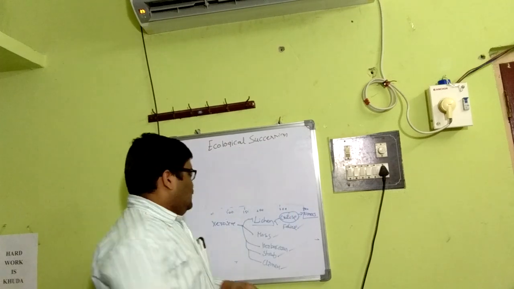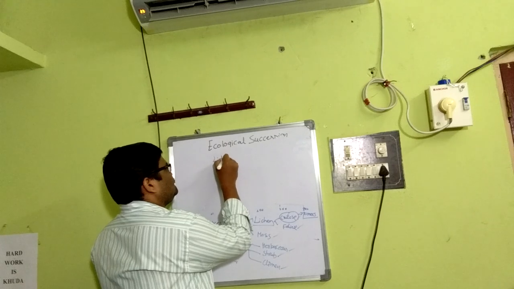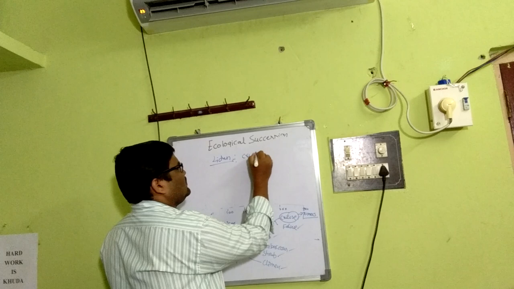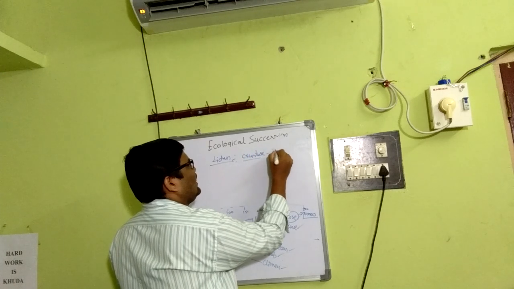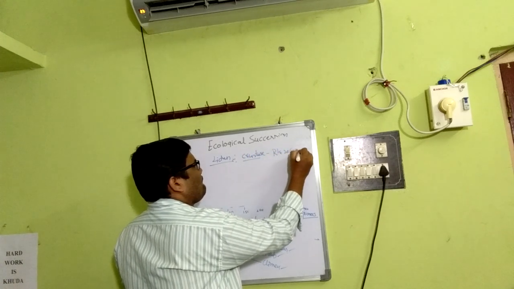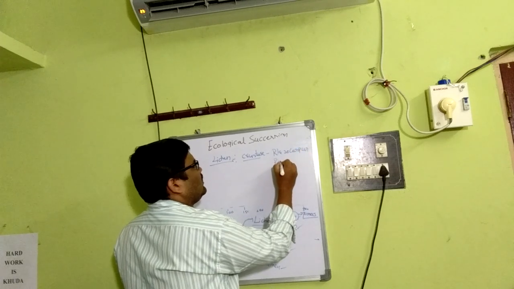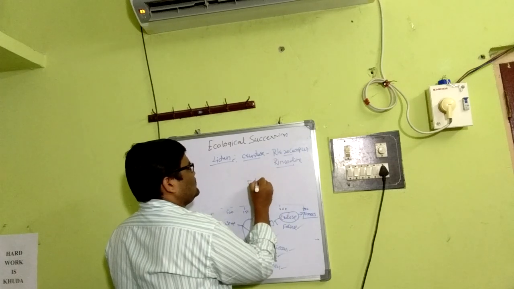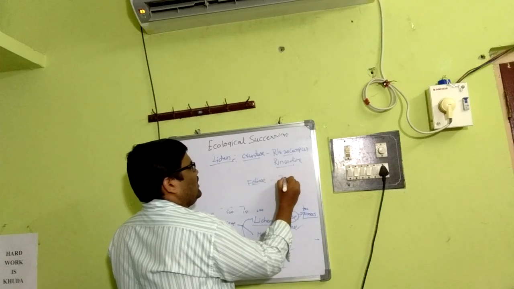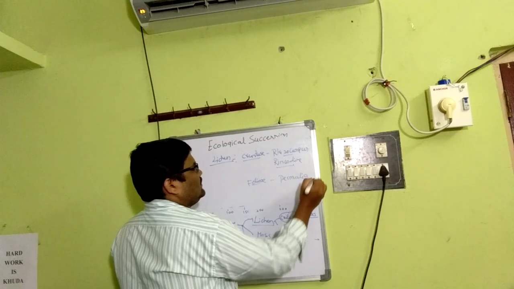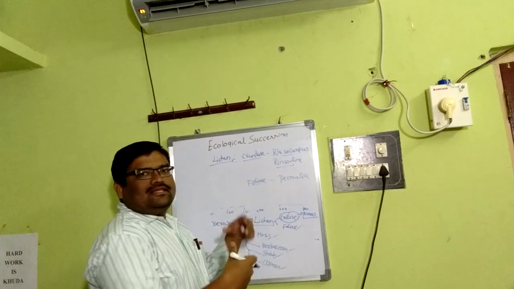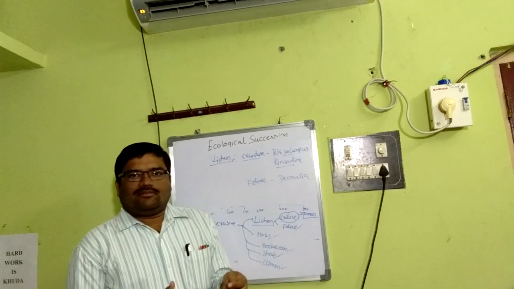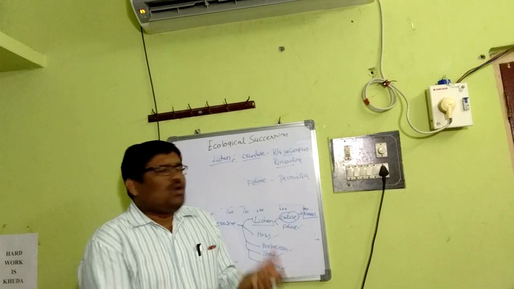Say the lichen stage. First, the crustose lichens, like Rhizocarpon and Lecidea, and the foliose lichens, like Parmelia. These are the representatives. The crustose lichens are the beginners. For example, they start on a bare rock. Why are they the beginners?